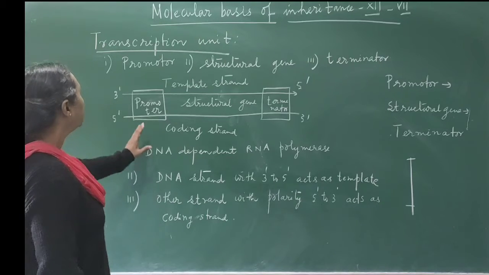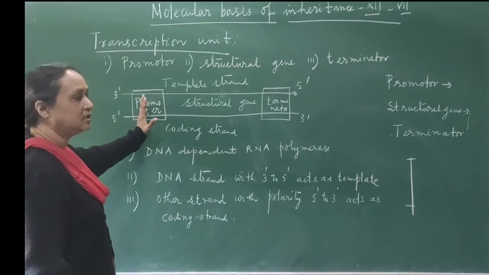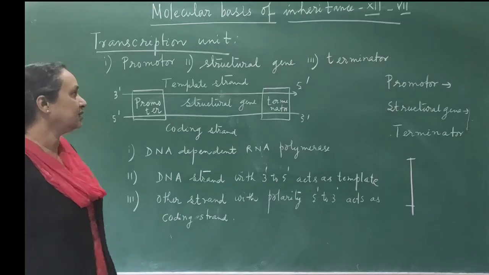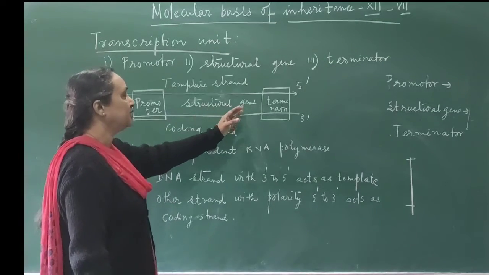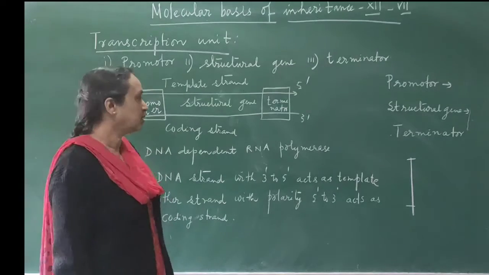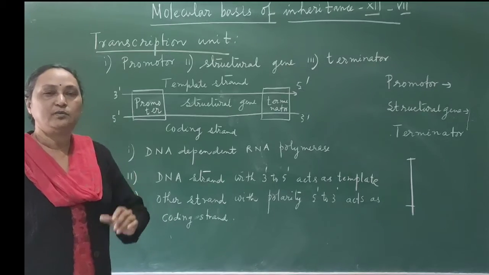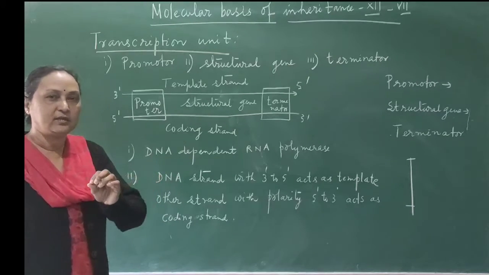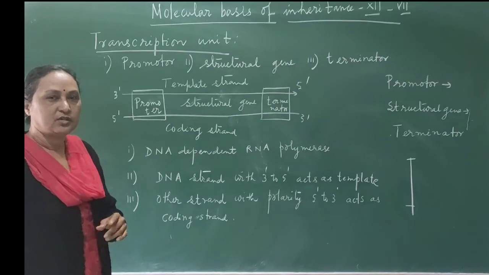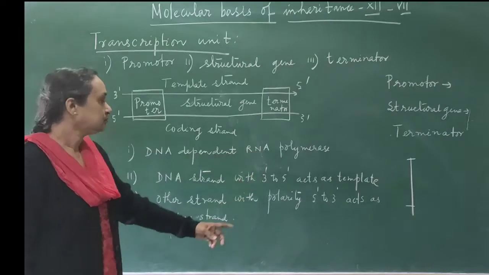Okay. Now here you see in the diagram, at the start position promoter is there. Now the middle portion is called the structural gene, which is the coding area of the DNA, and the last part of the DNA is called terminator. Okay. So in the process of transcription, the enzyme is RNA polymerase, DNA dependent RNA polymerase. As in DNA replication, the enzyme is DNA polymerase. So here what is the name of the enzyme? That is RNA polymerase.